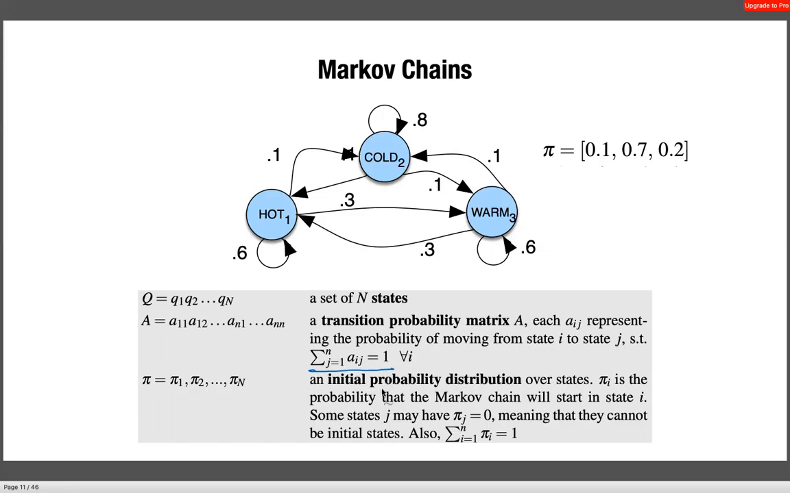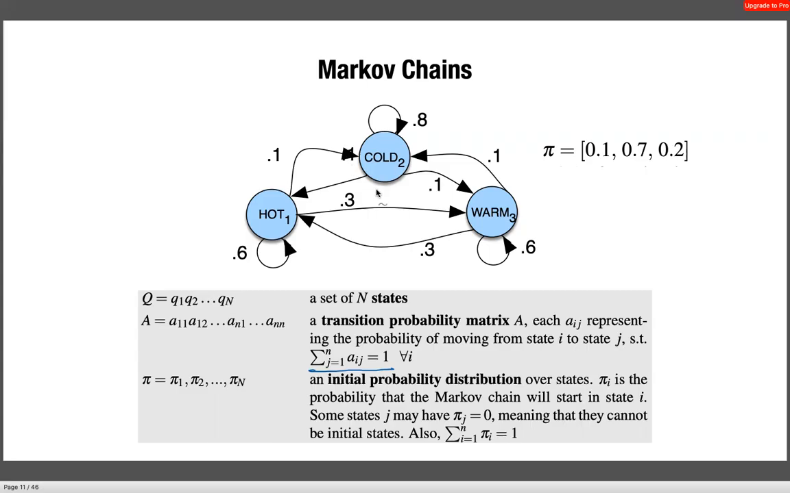And then you also have what is called an initial probability distribution over the states. This is saying, okay, how probable is it that my sequence of observations starts from a particular state? So this is the probability that the Markov chain will start in a particular state i. Pi i defines that initial probability. And like it mentions here, for certain states, pi i could be 0, meaning that it's never possible to start in those particular states. And here again, this is a probability distribution, so the sum over all i of pi i should be equal to 1.